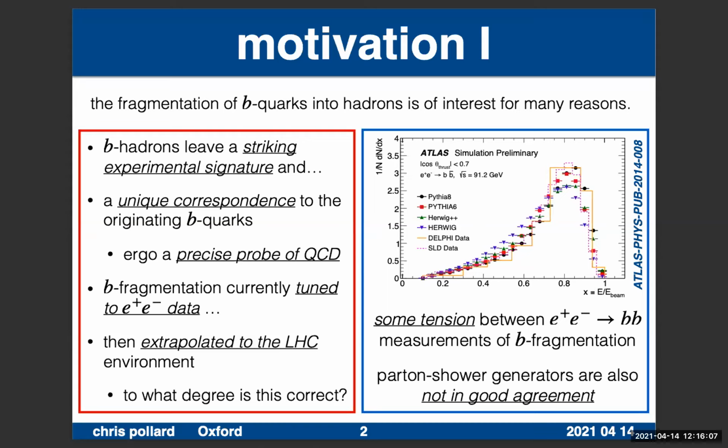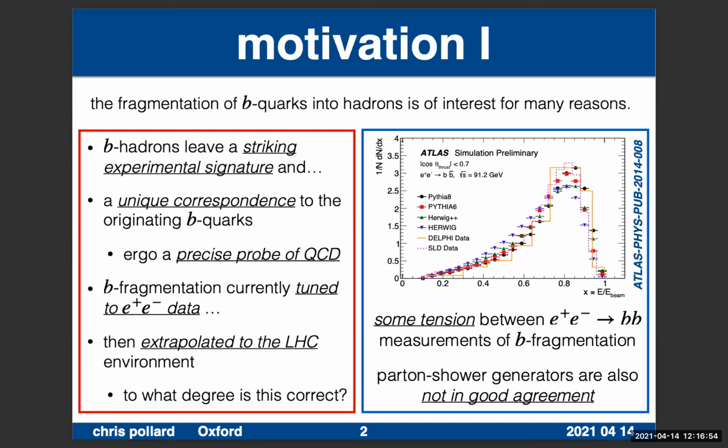I don't think I have to convince people here, but b quarks fragmenting into hadrons is pretty interesting for a lot of reasons. Pragmatically, b-hadrons leave a striking signature in the detector because they have a finite decay length, which we can resolve against the hard scatter vertex in LHC collisions. What's more, there's a unique correspondence between the b-hadrons that we can detect and the originating b quarks, which is true less and less as you get to lighter quarks and hadrons. So you really can have a nice precision probe of QCD when you measure observables related to b-fragmentation.